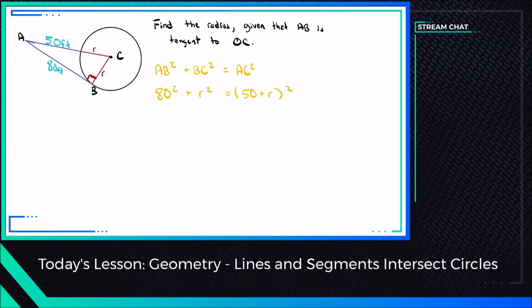And so 80 squared is 6,400 plus R squared is going to equal 2,500 plus 100R plus R squared. And now we see that we have a positive R squared on both sides, those are going to cancel out. We're going to subtract 2,500 over to the left side. So we're going to be left with 3,900 is equal to 100R. Or in other words, R is going to be equal to 39 feet.